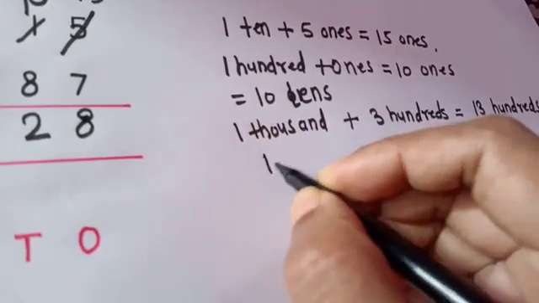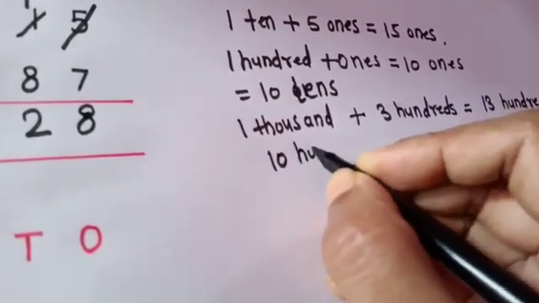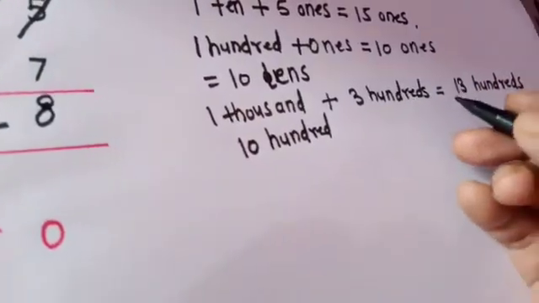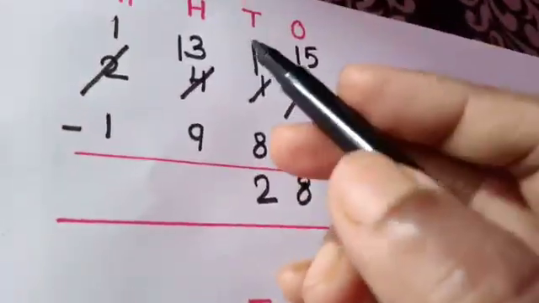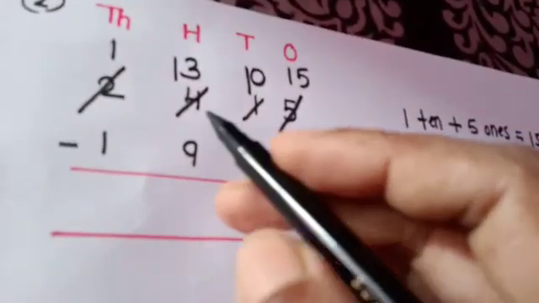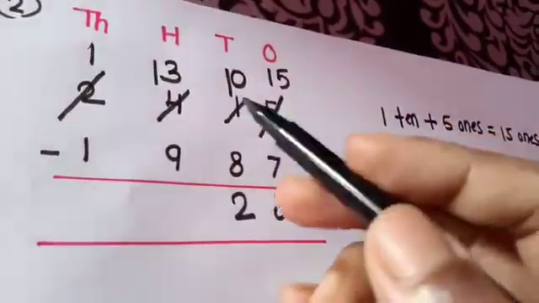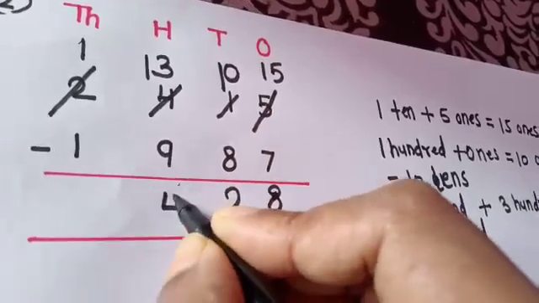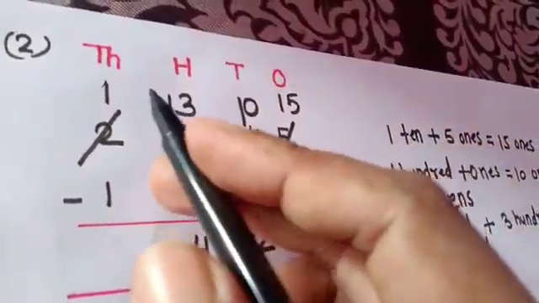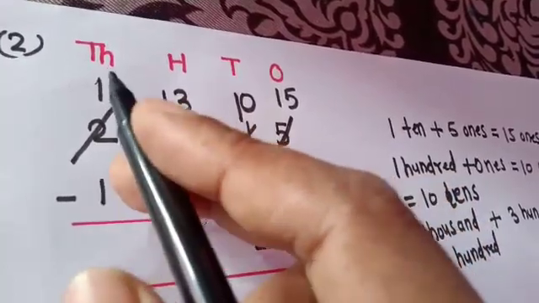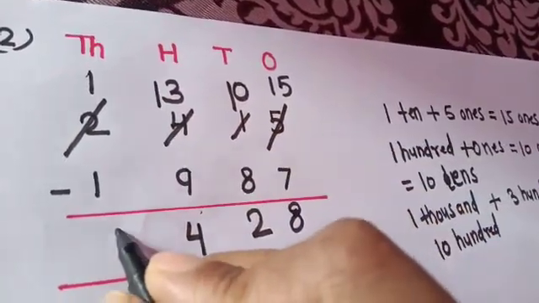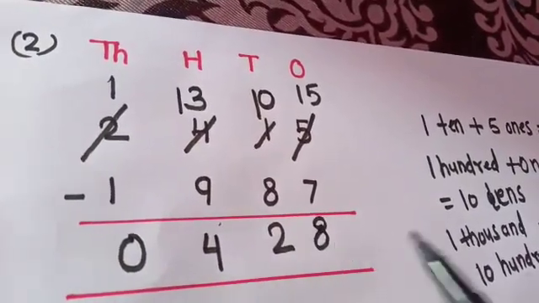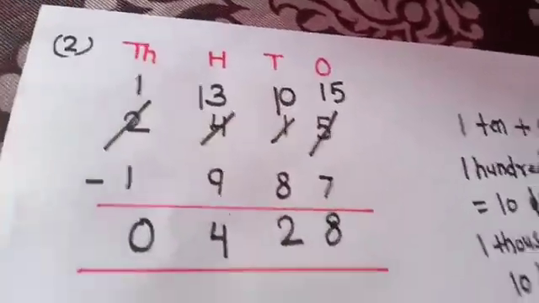1000 means 10 hundreds. 1000 plus 300 is equal to 1300, and we can easily subtract 9 hundreds from 13 hundreds, then we get here 4, and here when we subtract 1 from 1, then we get 0. So our answer is 428. So in this way we can subtract.